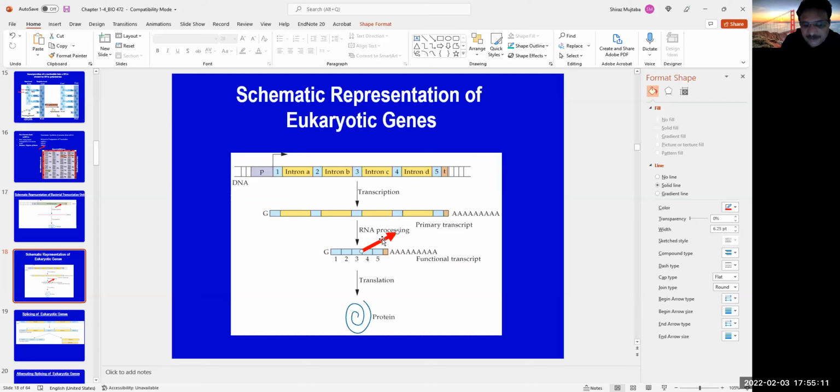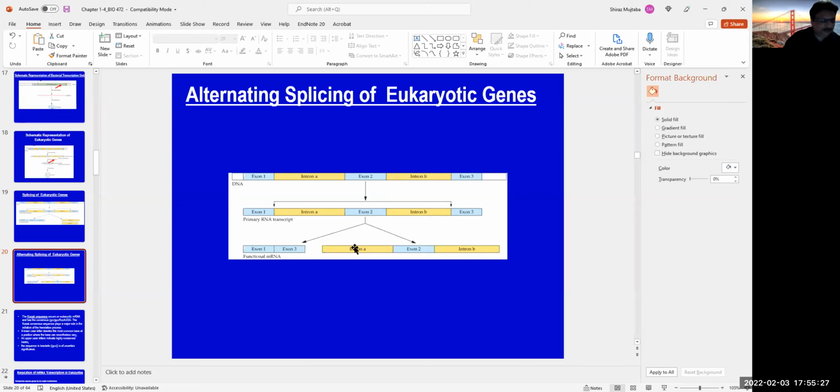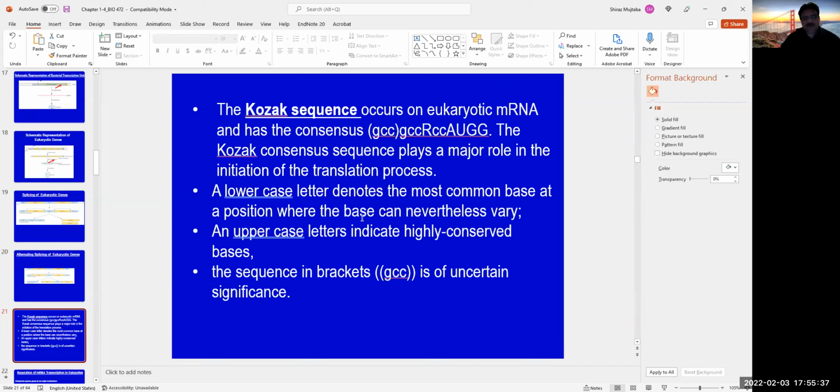After this, the RNA travels to the cytoplasm where translation occurs. And there is one more step that I mentioned earlier, post-translational modification, that occurs in mammalian cells. So hopefully, this is what I said. I just mentioned in the earlier slide that introns are removed and exons come and join each other. And then there is a special sequence called the Kozak sequence. This is present on mRNA, and it helps in the process of translation.